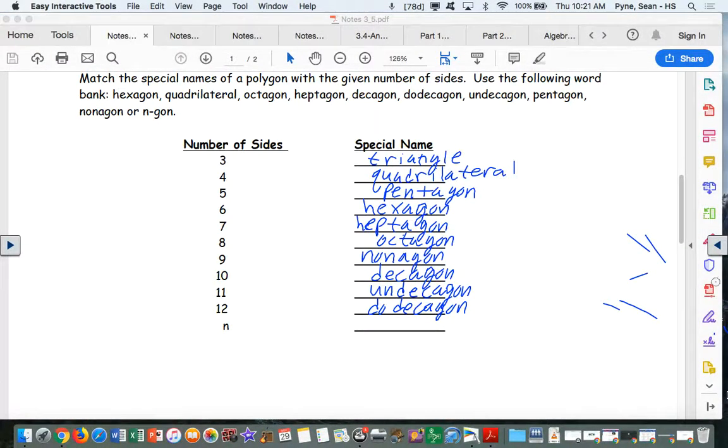And what's N? There comes a point where they stop naming shapes. They keep going, I forget what number they stop at, but I'm only expecting you guys to know up to 12. If it's anything more than 12, say a 20-sided figure, you say the number and then gon: 20-gon, 100-gon, and so on. N just stands for whatever that number is, and then gon afterwards. I don't know the highest it goes up to that they named.